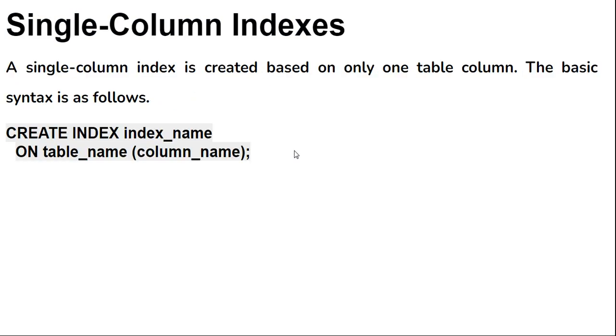Single column index. There are types of index. One type is single column index. A single column index is nothing but we can create the index on a particular column on the particular table. So it is created based on only one table column. So create index index name on table name, and you need to specify the column name here. So this is called single column index.